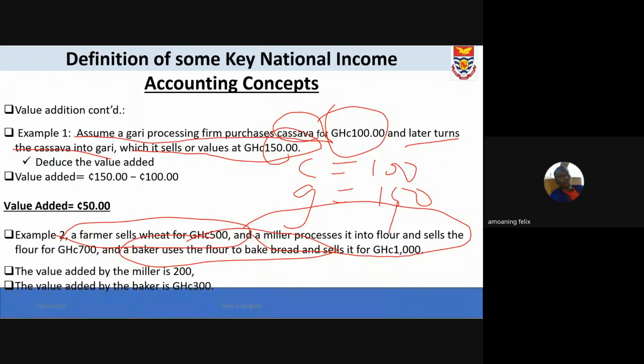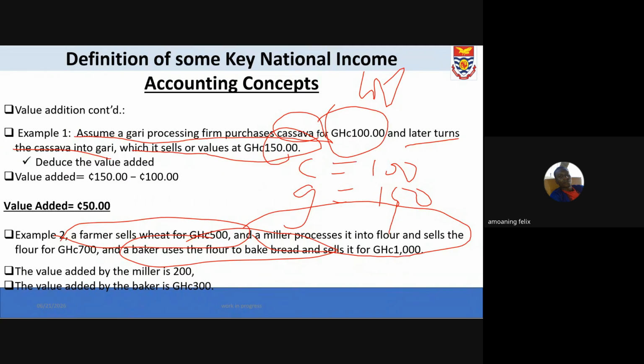If I want to find the value added to the cassava, it is going to be the value of the Gari minus the value of the cassava. And the value of the cassava, we had 100.